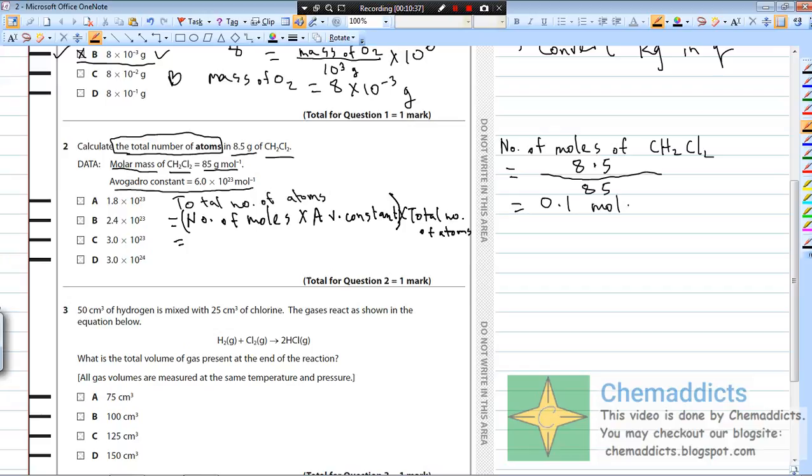Okay. So here, the number of moles that we found earlier is 0.1 mole, multiplied by Avogadro's constant, which is given here, 6 into 10 to the power 23. And the total number of atoms here is, let us count: 2, 1 carbon, 3, then 5. So 5 atoms are present. We are not talking about molecules, we are talking about atoms. So if we multiply, we get 3 into 10 to the power 23, which is atoms.